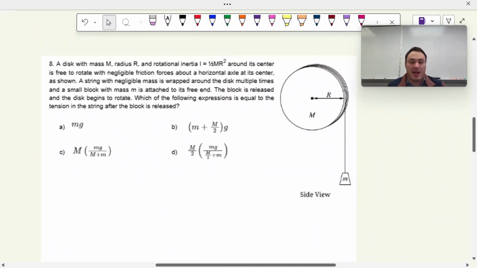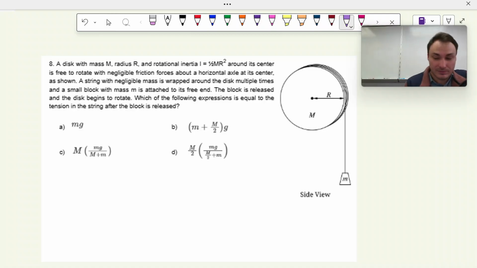A disk with mass m and radius r and rotational inertia 1/2 mr squared around its center is free to rotate with negligible friction. A string with negligible mass is wrapped around the disk multiple times, and a small block with mass m is attached to the free end. The block is released and begins to rotate. Which of the following expressions is equal to the tension in the spring after the block is released? So we're solving for the tension in this spring, and we have to solve it in terms of m's and g.